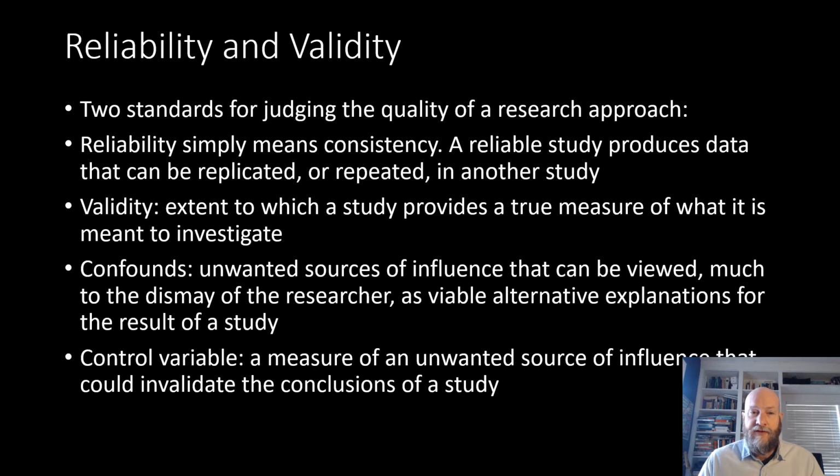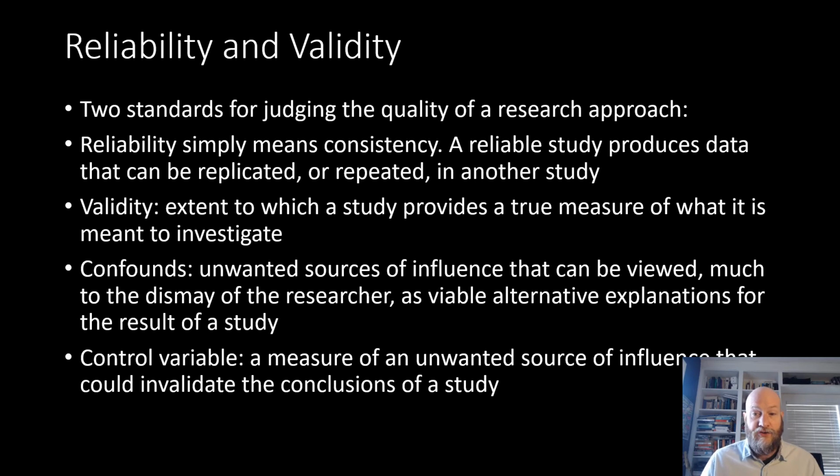If there are confounds in your study, then it turns out that you're not actually measuring only what you set out to investigate. There's something else that's influencing the outcome that you're not measuring or is not captured by your hypothesis or your theory even. A control variable is an attempt to try and measure those unwanted sources of influence. You're trying to essentially control for the influence of that confound. You're trying to make sure you measure things that could invalidate the conclusions. And in some cases, what we do is we introduce a control variable to eliminate that the confound is the responsible one for the outcome.